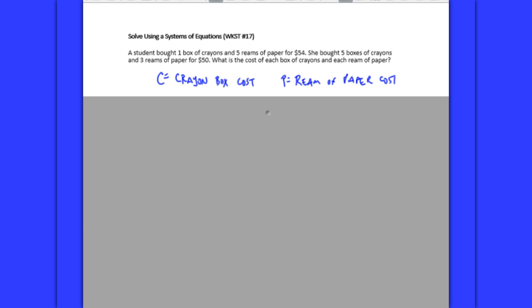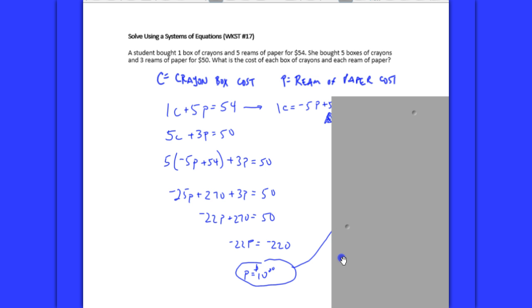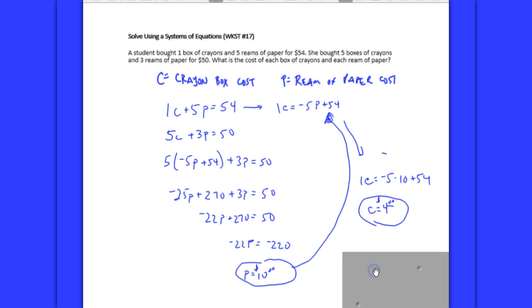Okay, if you are back and ready, hopefully have this question done, I'm going to reveal the first part of the work, which looks like this. I came out with, let's see, one ream of paper comes out to be $10 down here. I had to isolate that C. It was 1C, so I solved for that C. Then I substituted that 5P plus 54 in for that P right there. And then I just did the algebra down the page, came out with 10. I took the 10 for P, I put it back into that equation, and I solved for C is $4 right there.